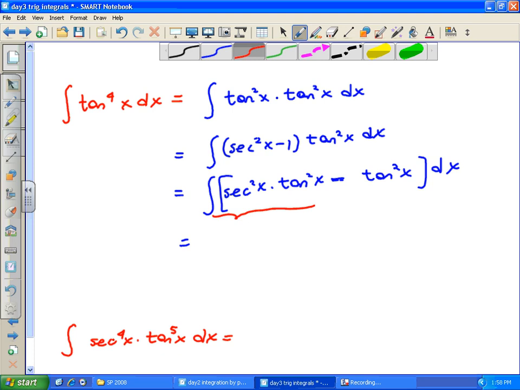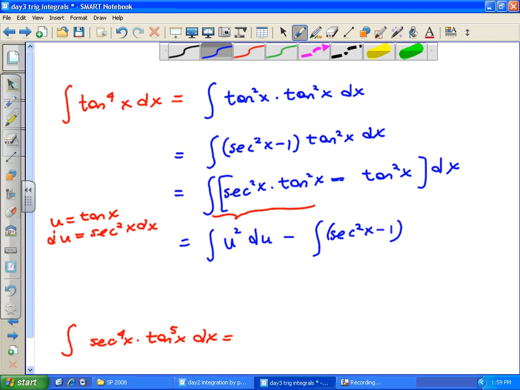Let's do it step by step. So for the first part, highlighted in red over there, let u be tangent. Maybe we even did the same exact problem earlier. So the du is secant square. So that integral becomes the same as integral of u squared du. And the other part, the tangent square, I can write it as secant square minus 1. That's something we reviewed earlier today, right?